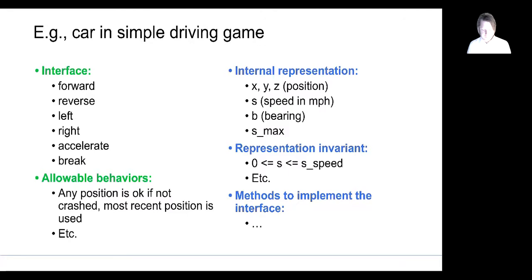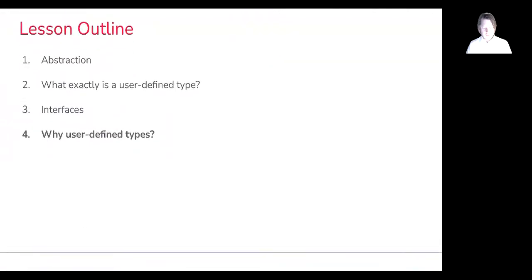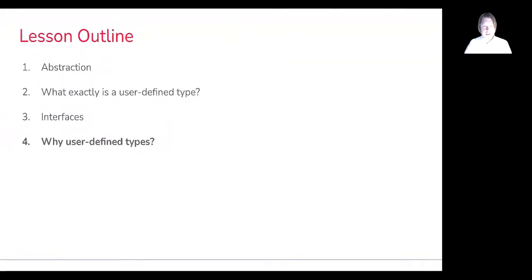And then obviously, we want to divide and conquer with functions. So a lot of these functions that are going to implement the behaviors visible to users of our type will be implemented using a number of methods that the user is not able to see. So why should we use user-defined types in our programs?